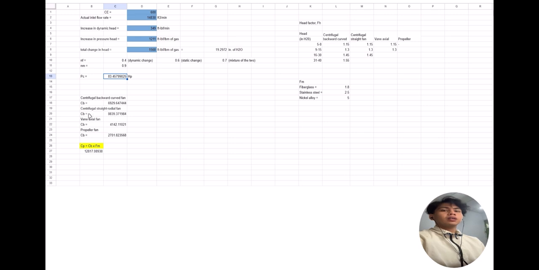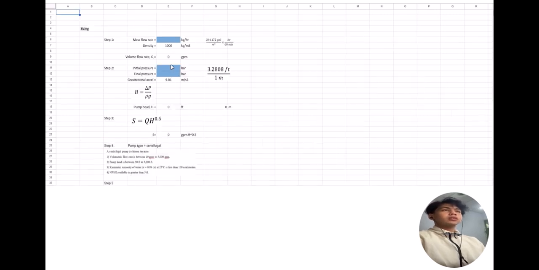And then the textbook is using a centrifugal straight radial fan. We got the CB of 88.8839. So the FH you can change using the value here, and then it will automatically calculate here. And the same for the CP, you just choose the FM. Same goes for the other examples. You just fill in the values in the highlighted parts.